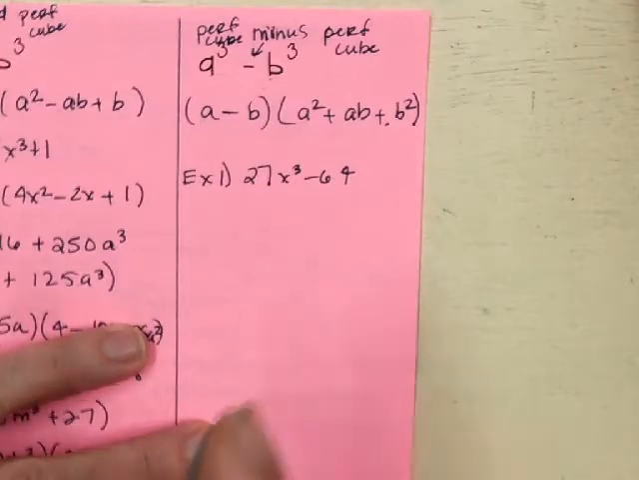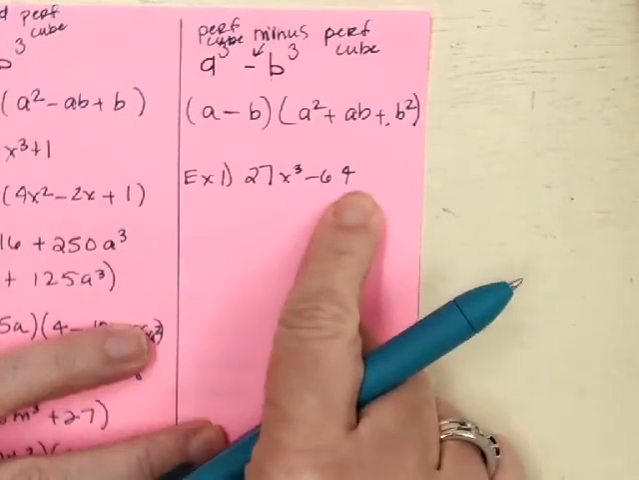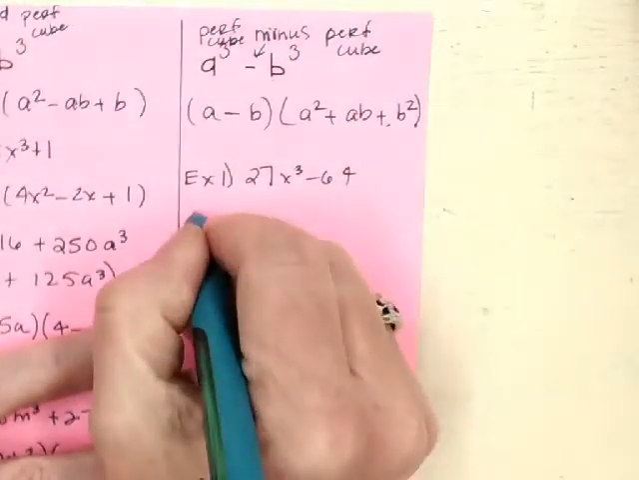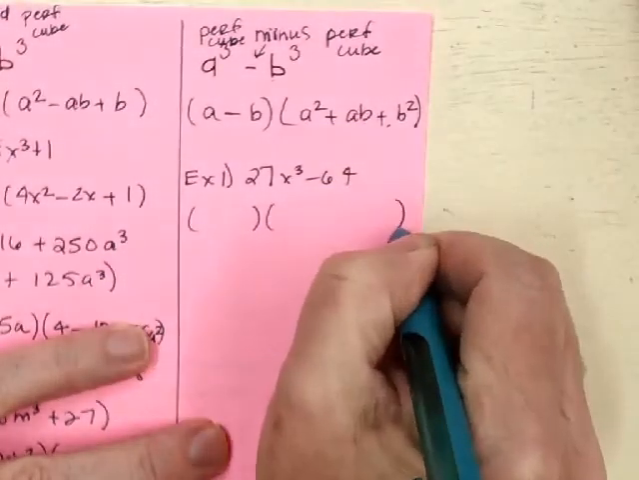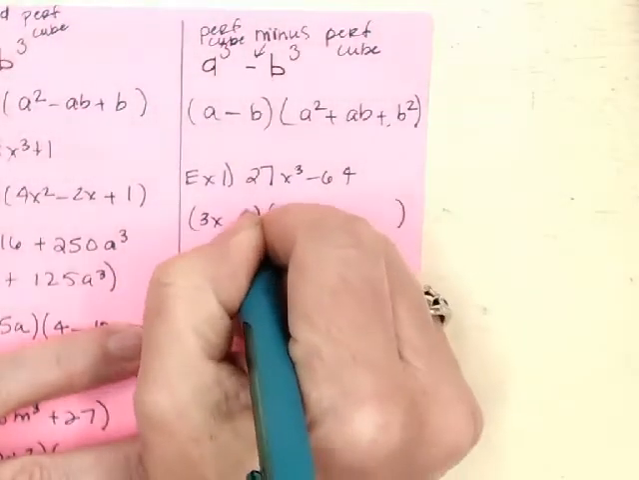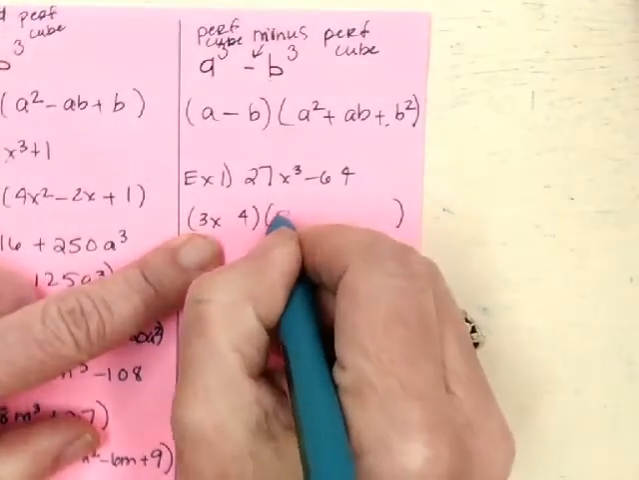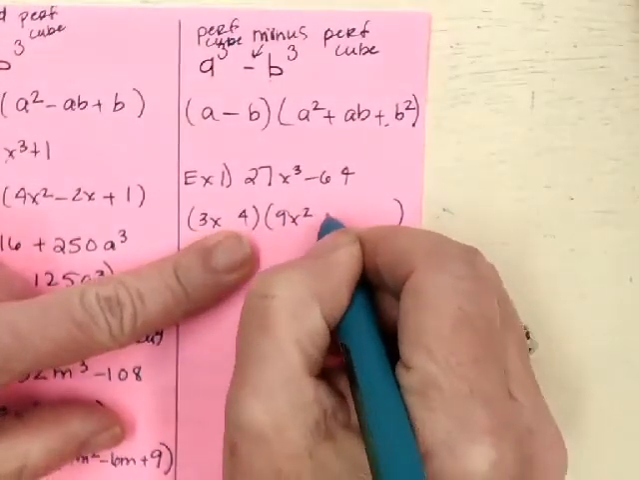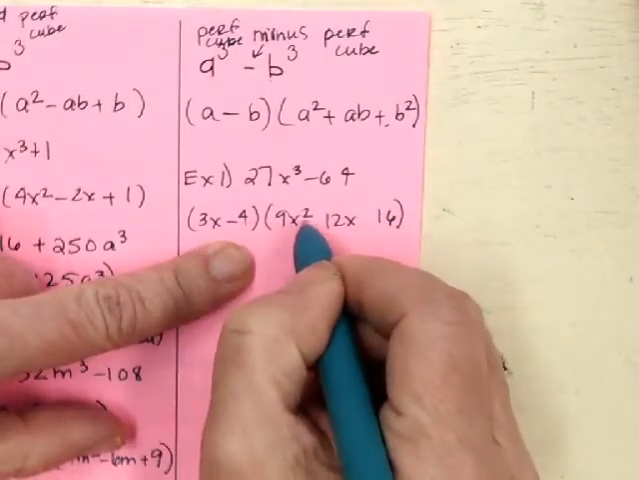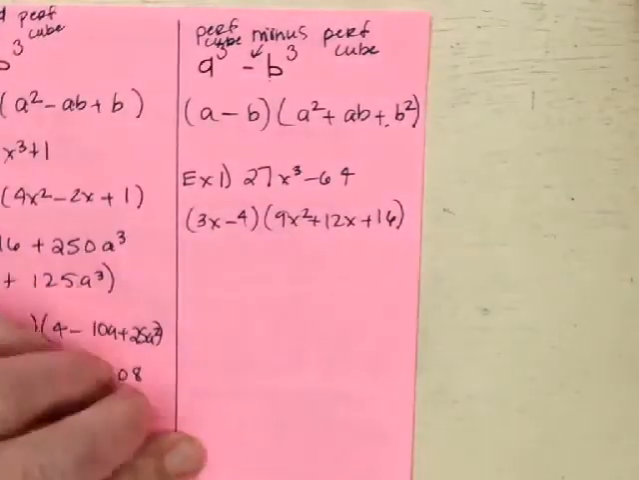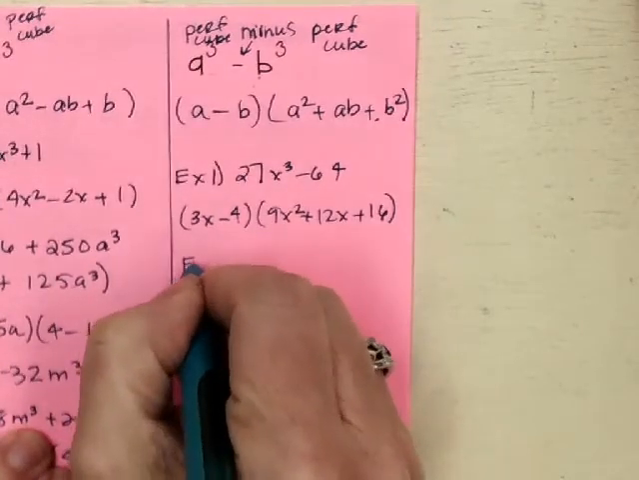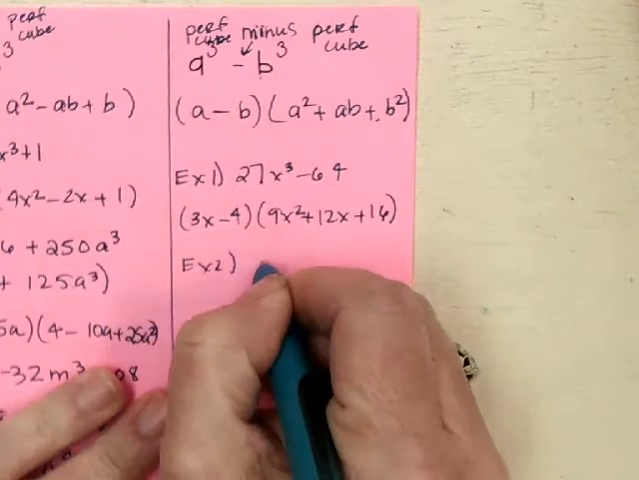Okay, so difference of cubes, a perfect cube minus a perfect cube. So here's what we got. A binomial, a trinomial. You take the cube root. You take the cube root. You square it. You multiply. And you square it. And your signs are minus, plus, plus. Let's see it again.